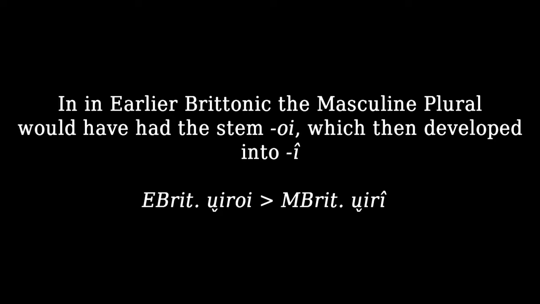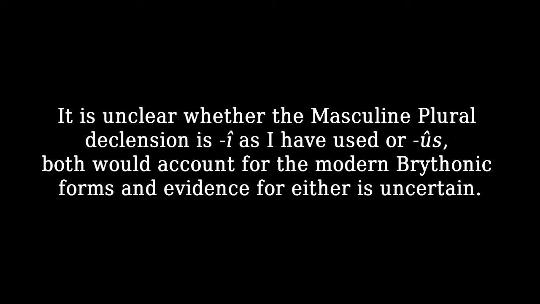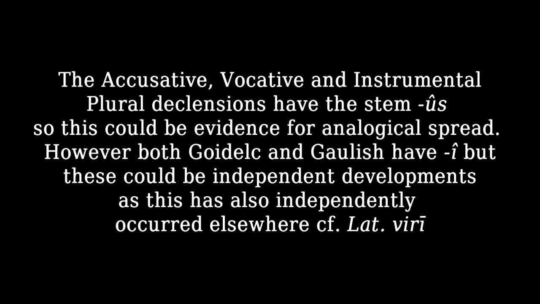The other note I would like to make is that it's possible that the masculine plural could have actually been oos. Now, both oos and e would account for the modern Brittonic forms, and evidence for either of them is pretty scanty because we don't have any written documentation of Brittonic. All I can say is that the accusative plural has oos, so it could well have been oos, but both Goidelic and Gaulish have the long E for their nominative plural o stems.